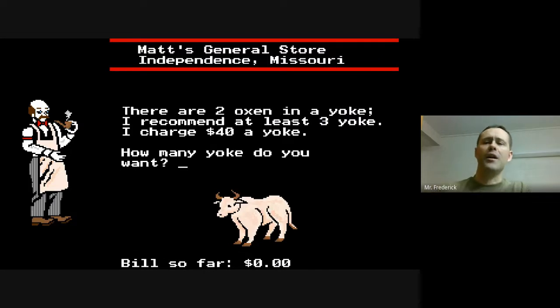Let's see. There are 2 oxen in a yoke. I recommend at least 3 yoke. I charge $40 a yoke. How many yoke do you want?